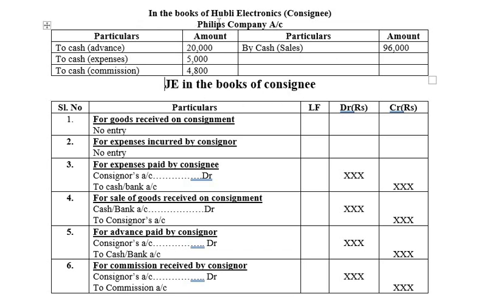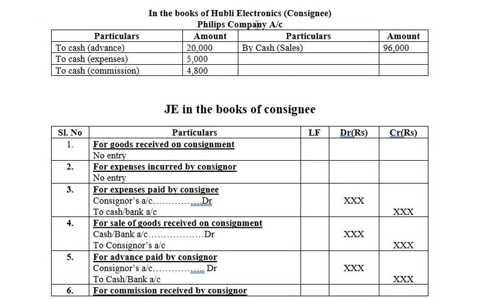Here in case of consignee, you will prepare only one account, which is the consignor's account. This is Philips Company account. When you open this account, the first entry is for goods received on consignment. There is no entry. We have already received the goods, that is 200 units into 6 into 400. This amount will not come here because there is no entry for goods received on consignment. Next, for expenses incurred by consignor, there is no entry.